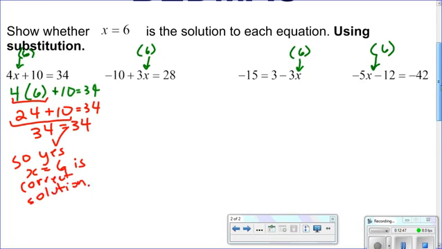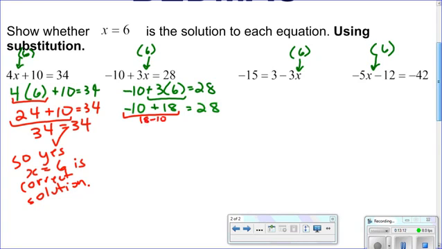Looking at the second one, negative 10 plus 3 times 6 equals 28. So negative 10 plus 18, remember we multiply before we add, equals 28. Negative 10 plus 18, so this is the same as 18 take away 10. So that leaves us with 8 equals to 28. They are not equal. So x does not equal 6. This solution is not correct.